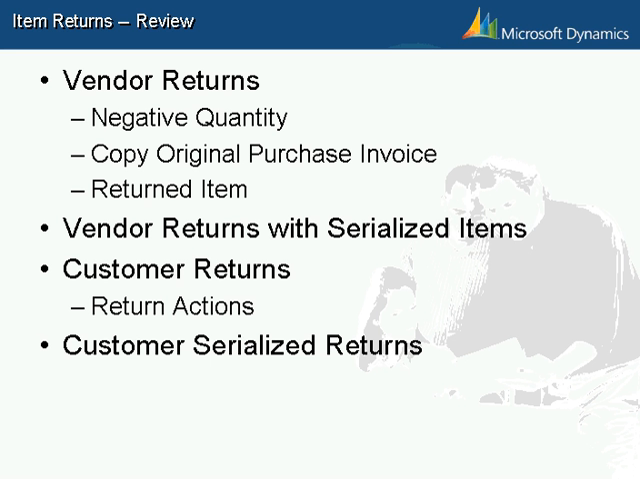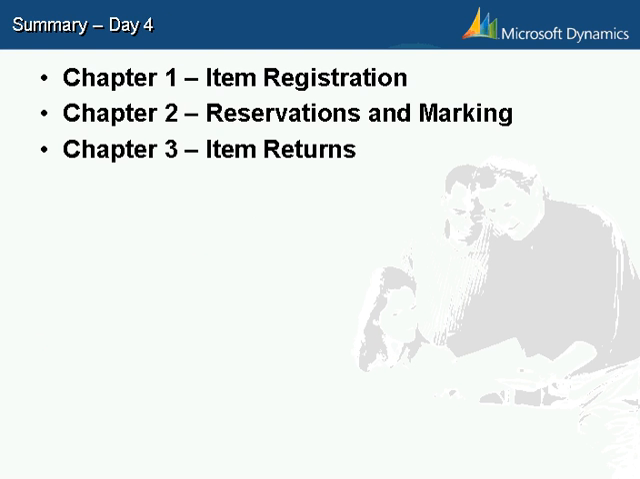Item return review. Vendor returns: negative quantity, copy original purchase invoice, return item, vendor returns with serialized items. Customer returns: return actions, customer serialized returns.